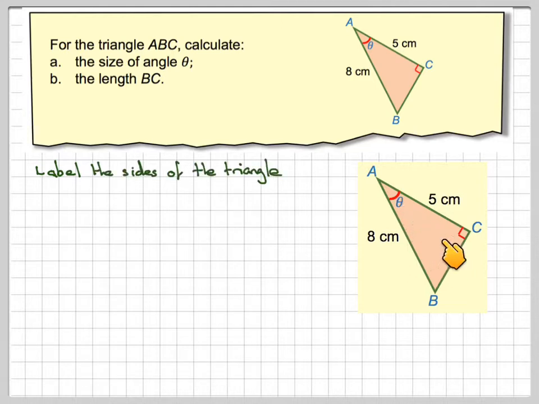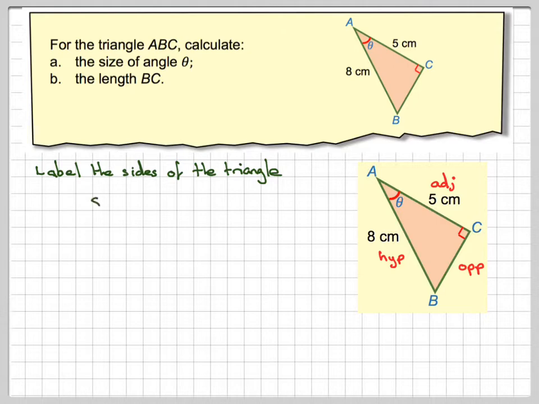Now, because this side here is opposite the angle, we label this one opposite, or you might like just to put O. This side here is adjacent. Now, adjacent means next to, so it means next to the angle, so it's called the adjacent. And the longest side, which is always opposite the right angle, is called the hypotenuse. We're going to use HYP for that.